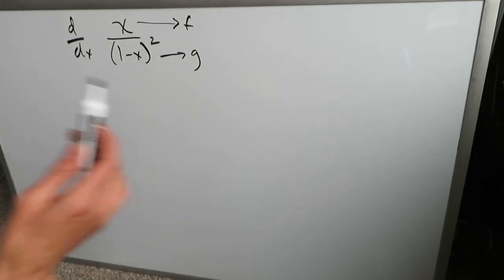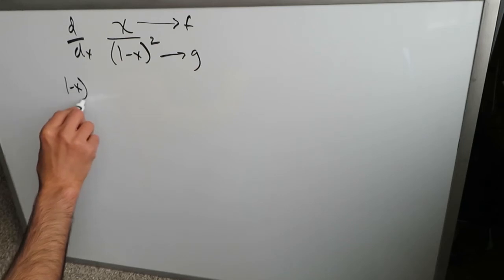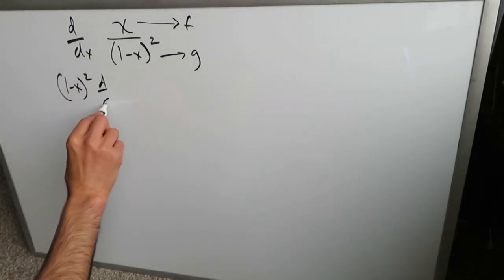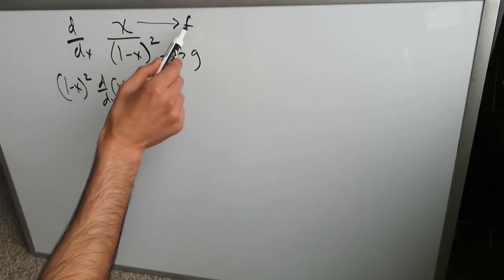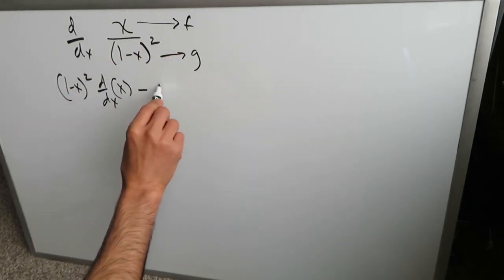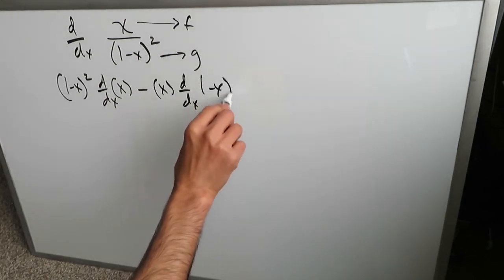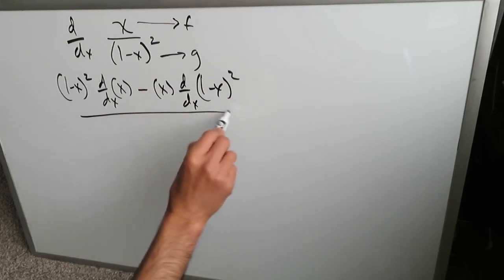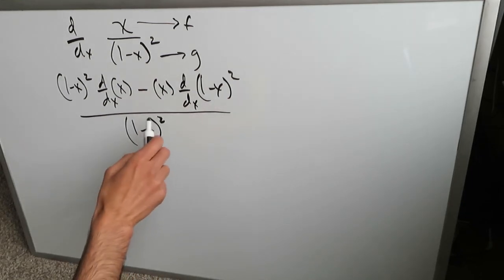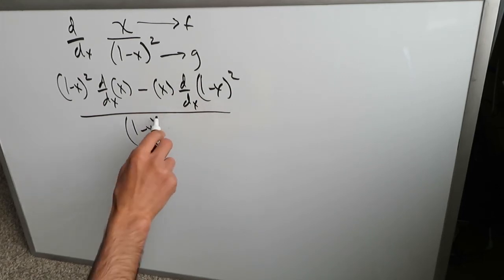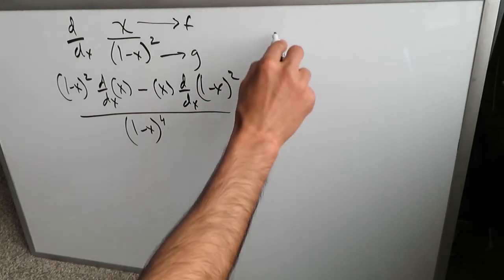We now know in our heads what the template is. It'll be the original g function, multiplying by the derivative of the f function, minus the original f function multiplying now with the derivative of the g function, all over the original g function but squared. If this is 1 minus x squared, when you square it again, it becomes 1 minus x to the power of 4.